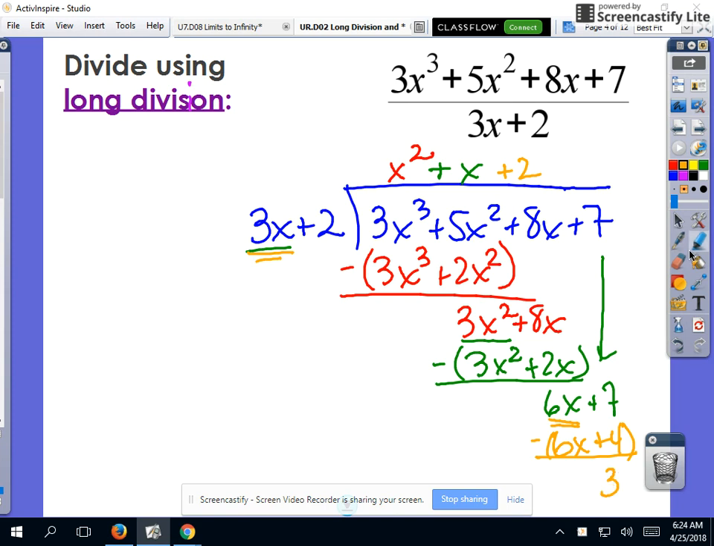And that's my remainder. Now remember from the previous slide, we had the remainder on the numerator and then the divisor on the bottom. And you need to make sure that the degree is bigger on the bottom for that. The degree should always be bigger on that last fraction on the bottom.